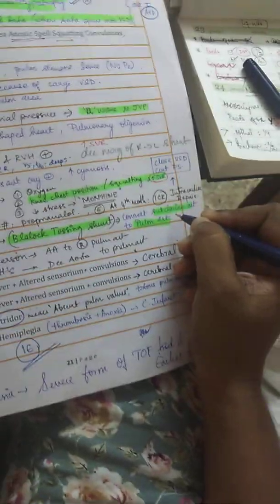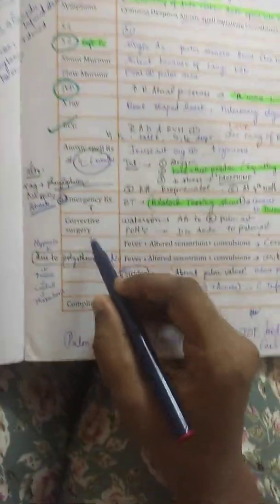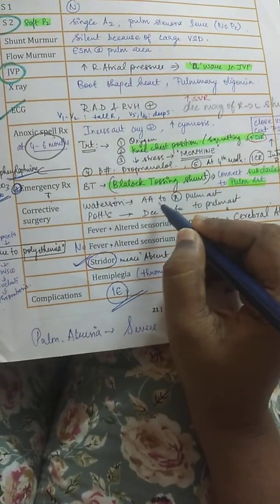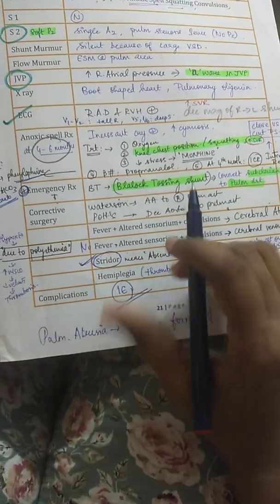Similar to that of TOF. So we do Blalock Taussig shunt to connect the subclavian artery to the pulmonary artery. In another corrective surgery, you can do Waterston and Potts shunts, where the ascending aorta is connected to the right pulmonary artery, and the descending aorta to the pulmonary artery.